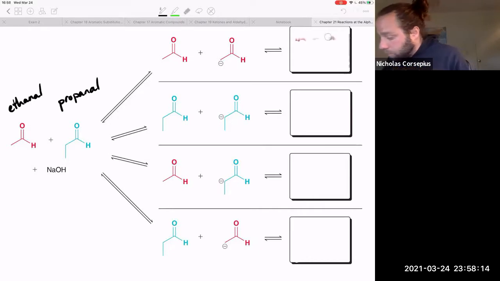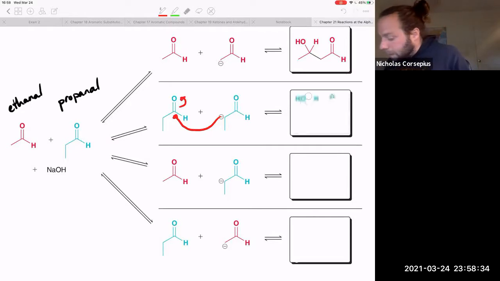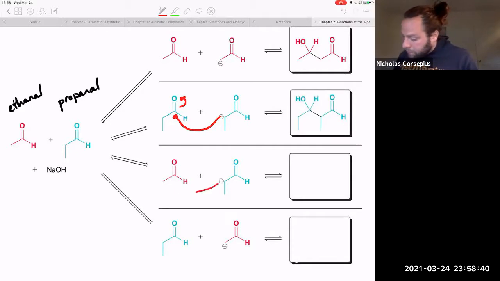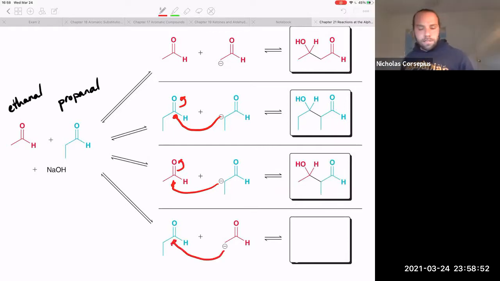You're going to have ethanal reacting with itself. And actually, this wouldn't be a bad idea for you guys to try to figure out what the products would be by yourself. I'm going to go through it kind of fast. The whole shtick being the alpha carbon on one of these molecules is reacting with the carbonyl carbon on the other one. You can have propanal reacting with itself. You can have propanal acting as the nucleophile and ethanal acting as the electrophile. Or vice versa, you can have ethanal acting as the nucleophile and propanal acting as the electrophile.